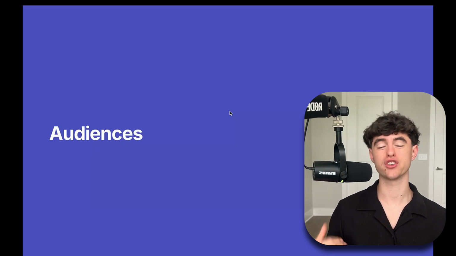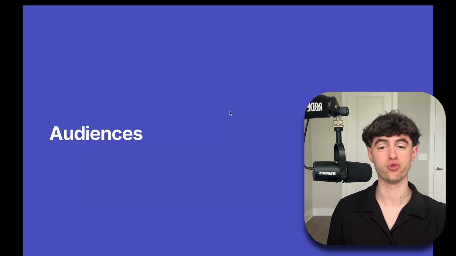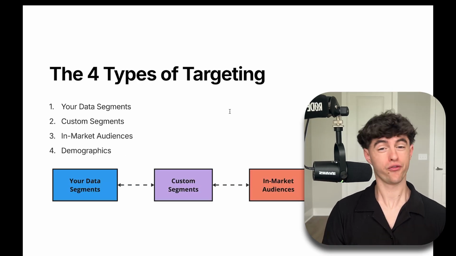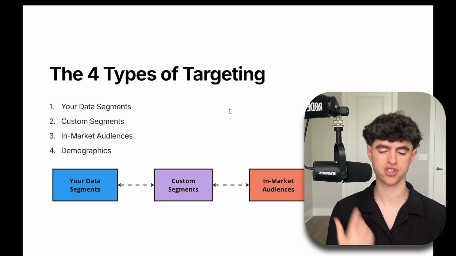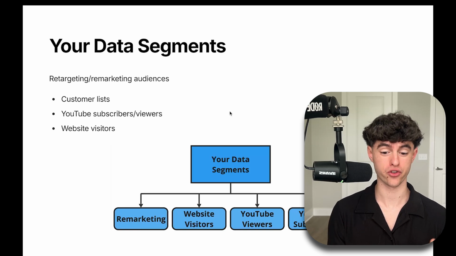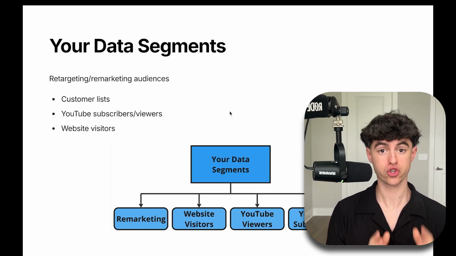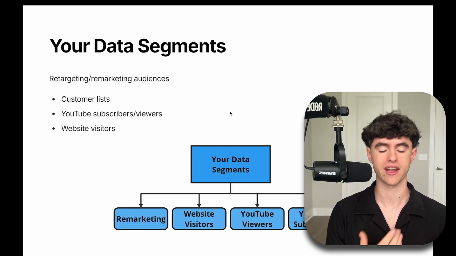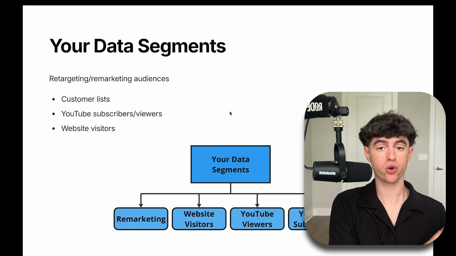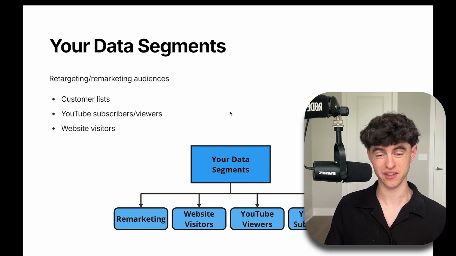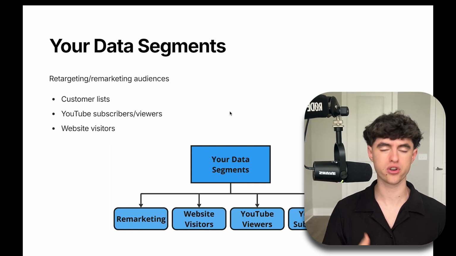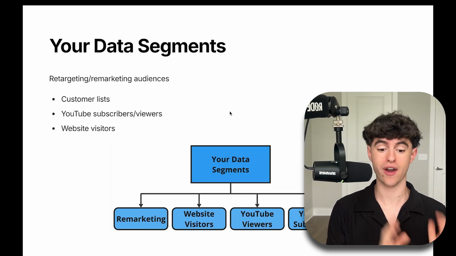So now we're gonna be moving into what everyone considers the trendy aspect of YouTube ads, which is the audience type, or your targeting type. There are 4 different types of targeting: your data segments, custom segments, in-market audiences, and demographics. Starting off with your data segments, what this is gonna be crucial for is your retargeting or remarketing campaigns and audiences. Essentially, once you get enough data, you take a small portion of your total budget and allocate that to existing customers, YouTube subscribers and viewers, and website visitors that you can show your ads to again.